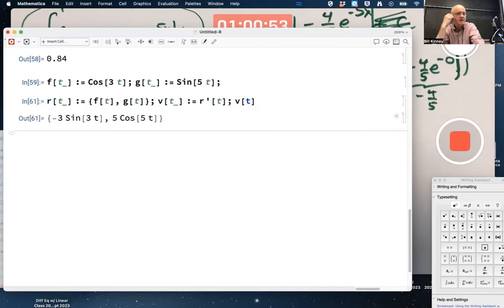There is the derivative. I differentiate each function here. f, the derivative of cos 3t, is negative 3 sine 3t. And g, the derivative of sine 5t, is 5 cosine 5t. You can also find an acceleration vector by differentiating that.